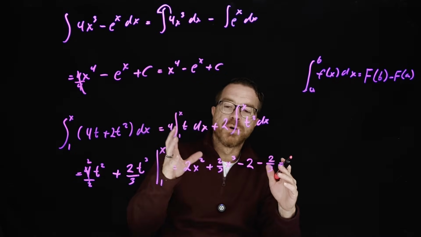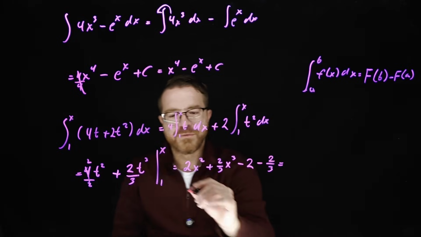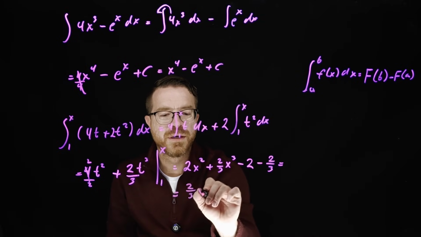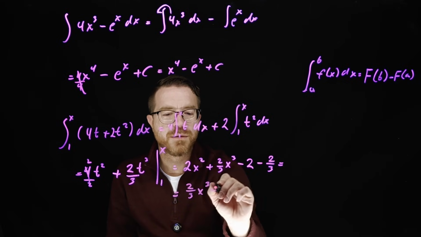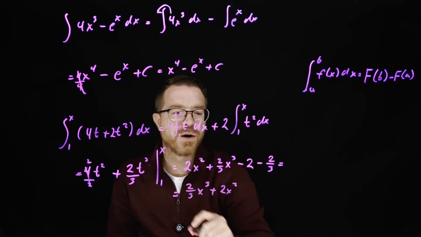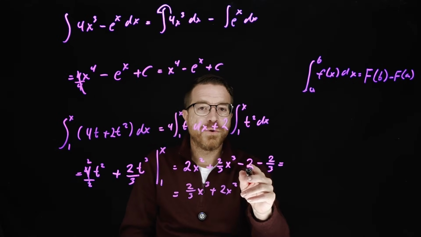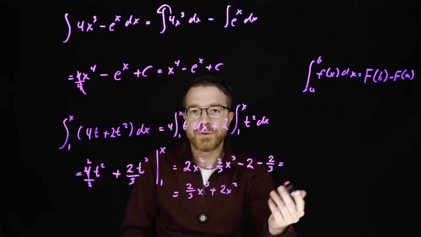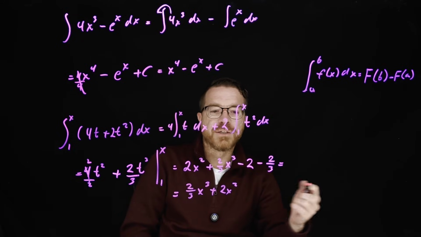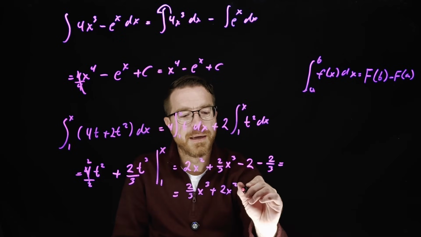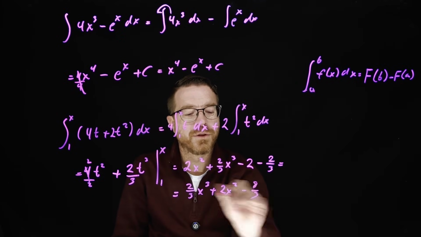So now if I were to rewrite this, first things first, I'm going to put my highest power first. This is going to be 2/3 x cubed plus 2x squared. And now I just need to combine my constants together. So 2 can be thought of in terms of over 3 would be 6/3. So 6/3 minus 2/3 is going to give me minus 8/3.